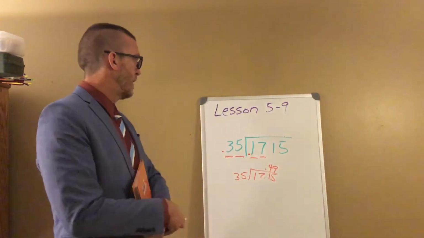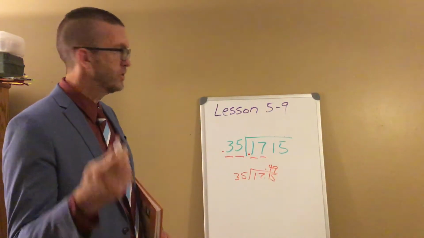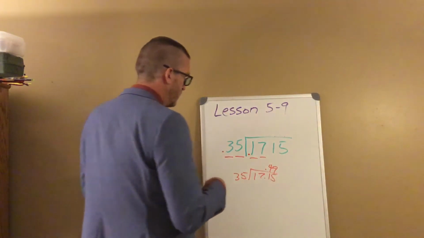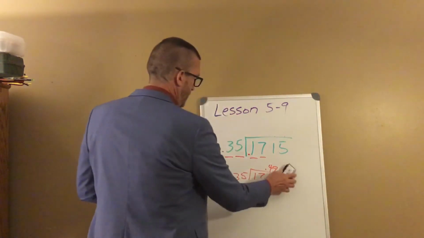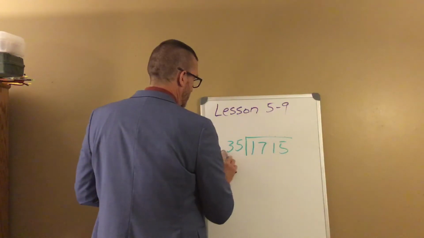Why am I not doing the long division? Because they gave us the answer to the problem in the directions. 49 will always be part of our quotient. What might be different is where the decimal falls.